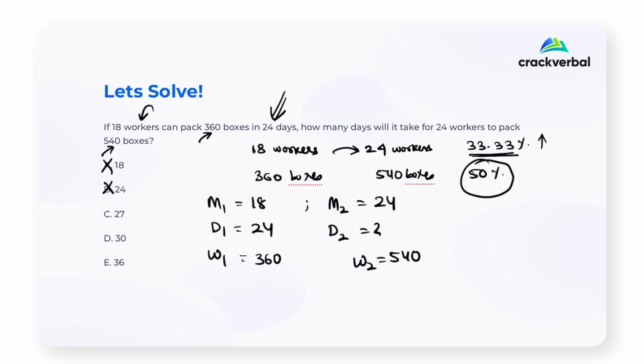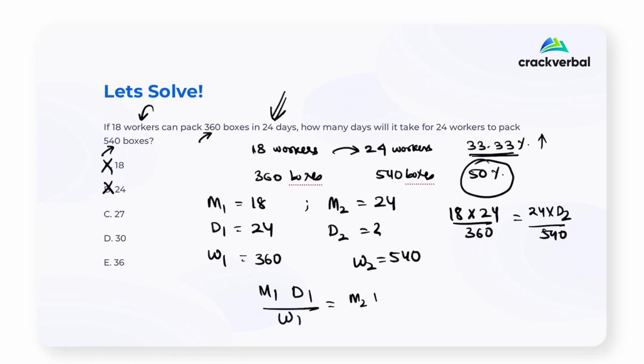Coming to this. So I put in all the data here. Utilizing the data, 18 multiplied with 24 by 360 has to be equal to 24 multiplied with D2 upon 540. This stems from the fact that we are just using the concept M1 D1 by W1 is M2 D2 by W2. What I have done here is I have not utilized H1 and H2 because in this question, the number of hours they work every day has to be assumed to be equal. H1 is equal to H2. There is no mention of that.